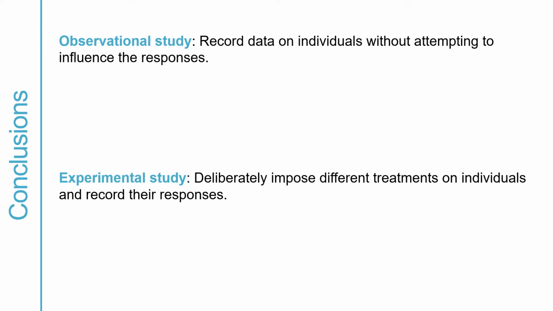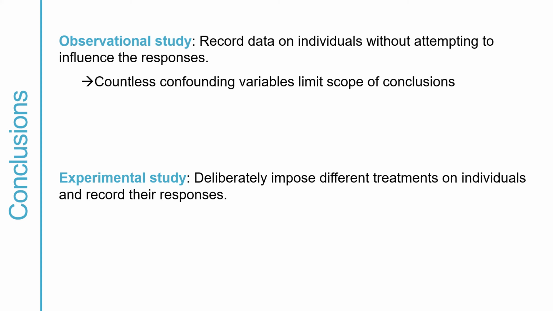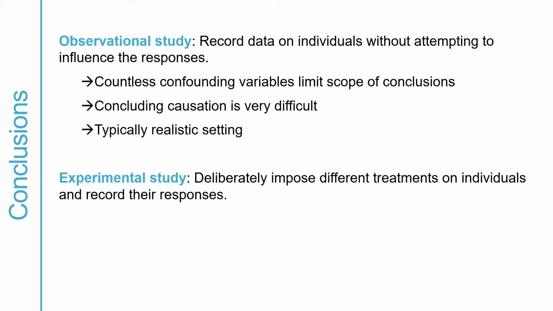The distinction between observational studies and experimental studies is very important because the issues for both types of studies and the kind of conclusions we can make based on data collected in these two settings are substantially different. In an observational study, countless confounding variables may limit the scope of our conclusions, and concluding about causation can be very difficult on the basis of just one observational study. Observational studies are typically fairly realistic because we record data in a natural environment.